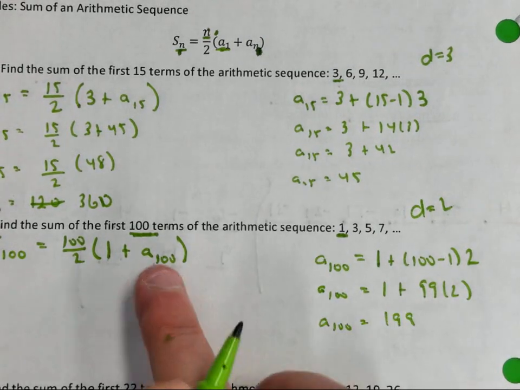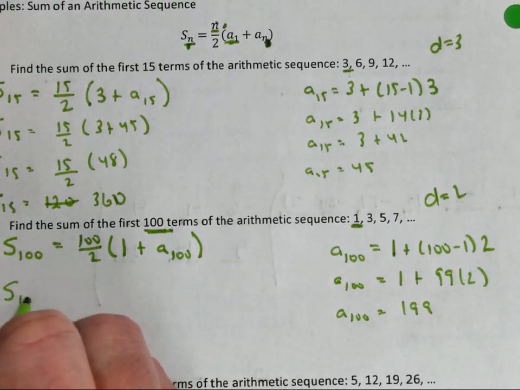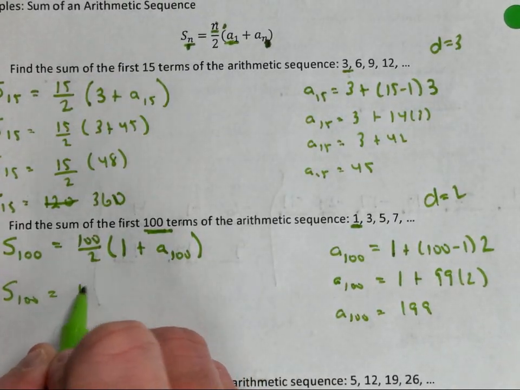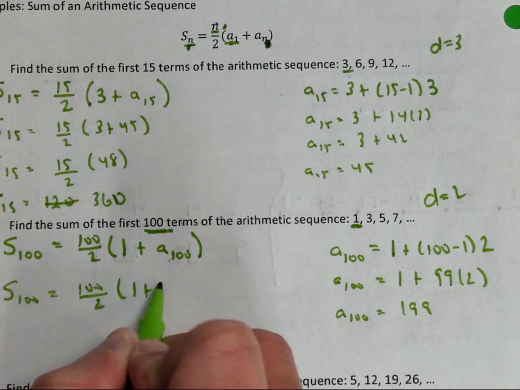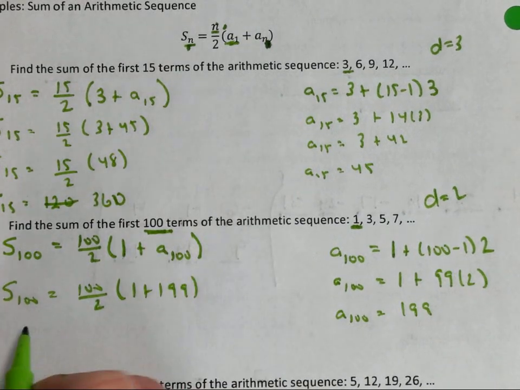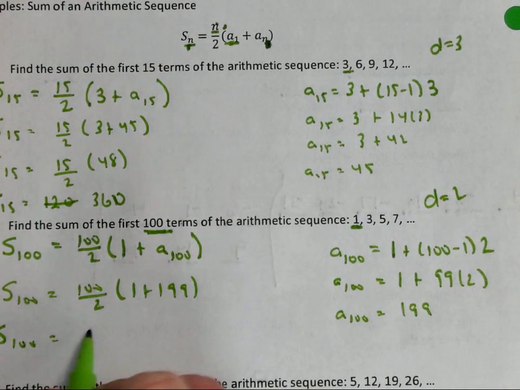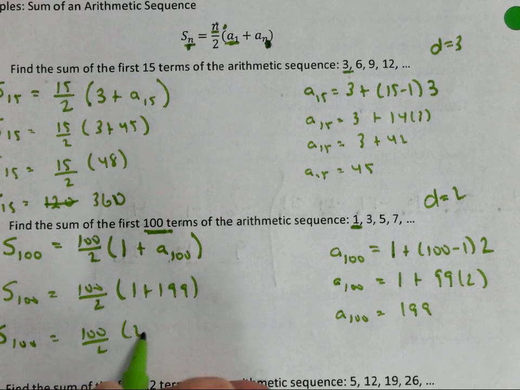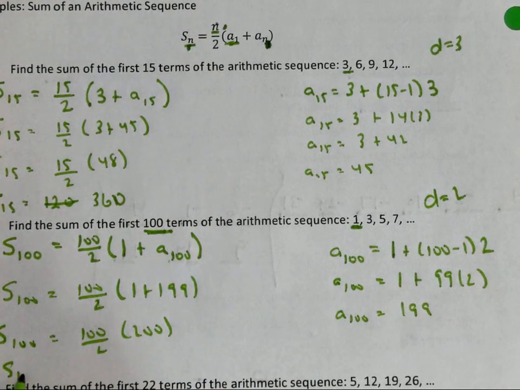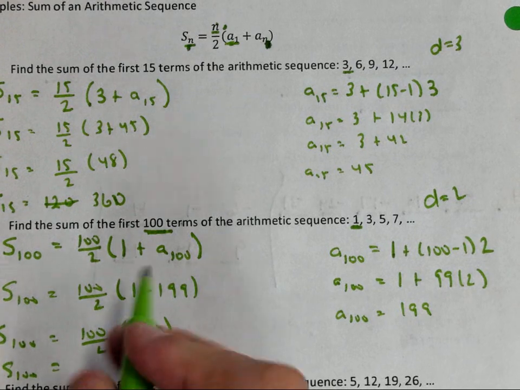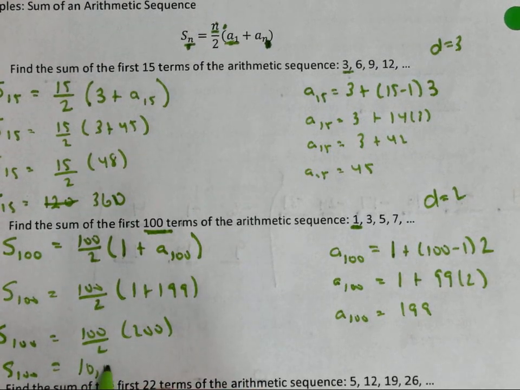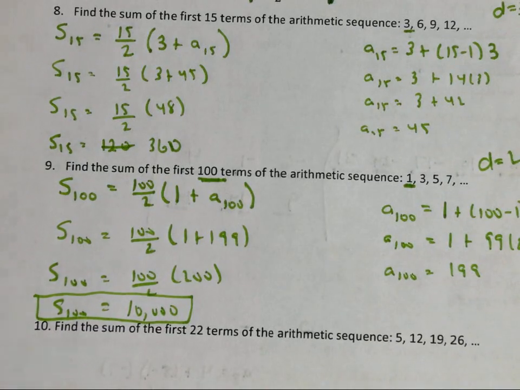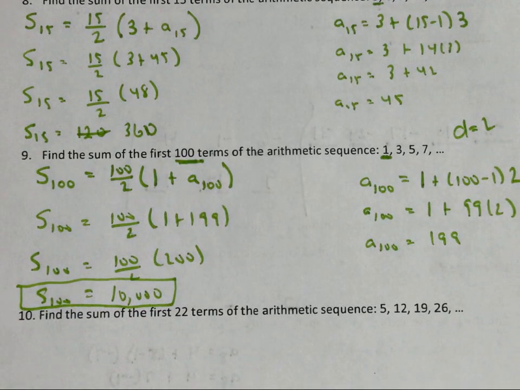Now I take that value and I plug it back in here. The sum of 100 equals 100 divided by 2, times 1 plus 199. That's 50 times 200, which is 10,000. So you would take the first 100 terms and add them up, and that will give you a grand total of 10,000.